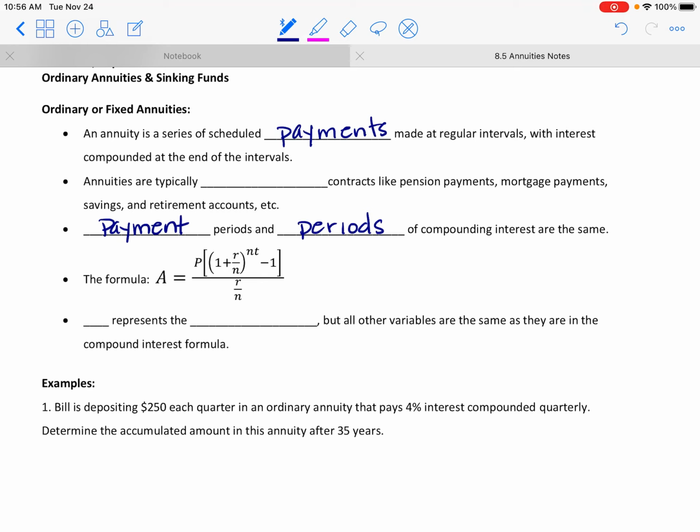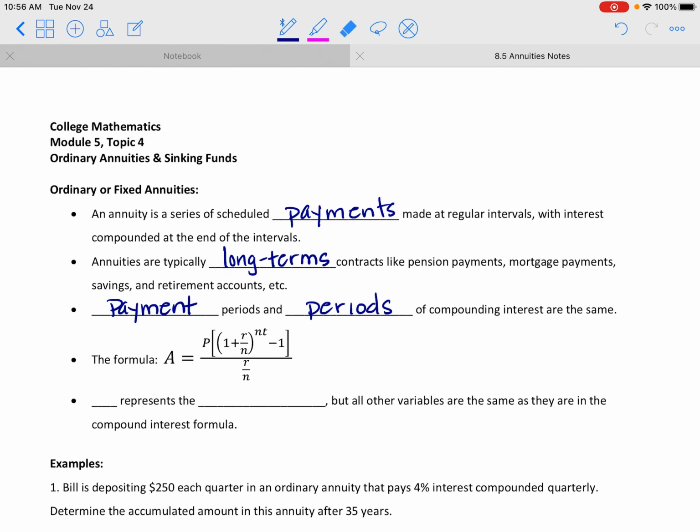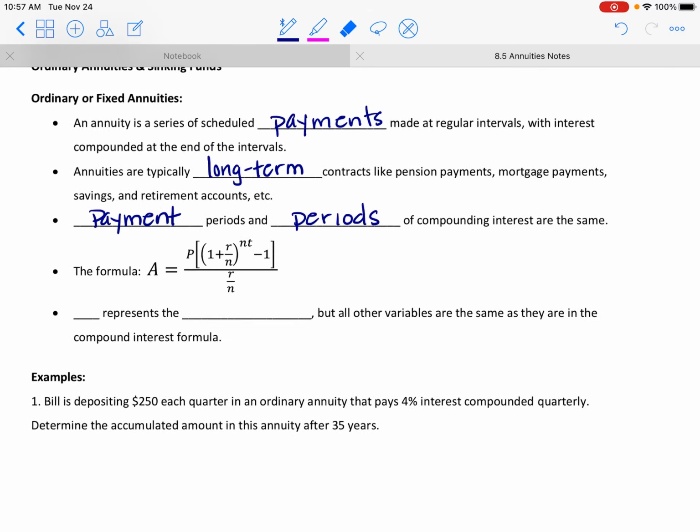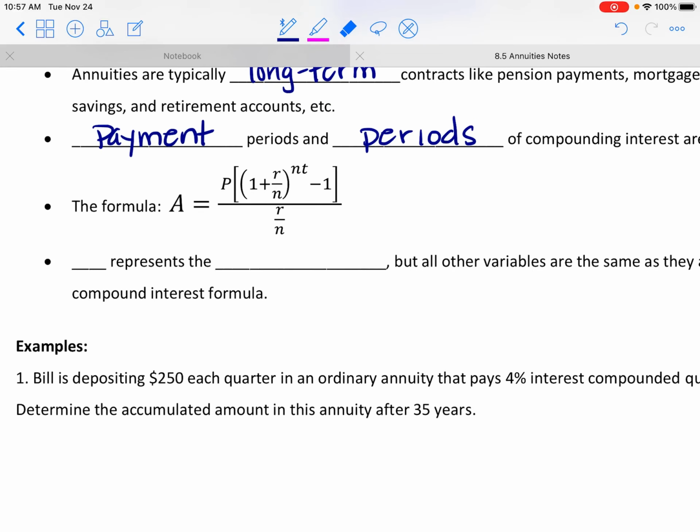Now, annuities are typically long-term contracts. So some would consider a mortgage payment an annuity, or you typically will see these with pension payments or long-term savings or retirement accounts. Okay, so this is a long-term thing. So we have this formula, and the formula should look similar to our compound interest formula. Actually, this part of it is our compound interest formula, but because it's not just one principal amount, because there's this recurring payment amount as well as the compounding interest, you got a little additional happening in the formula.